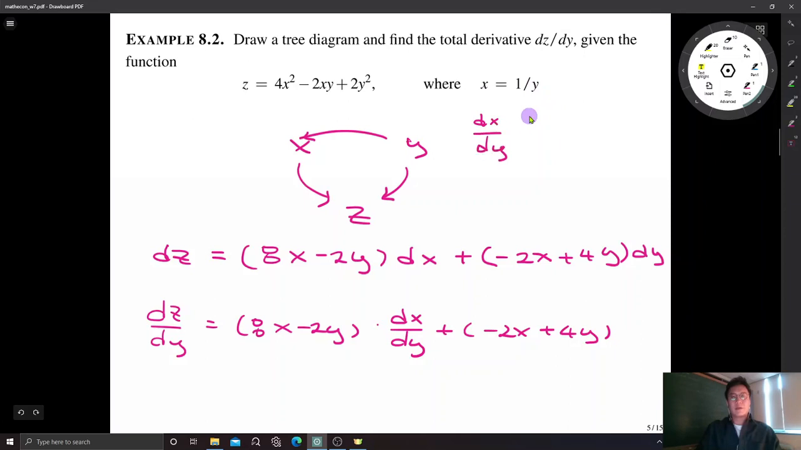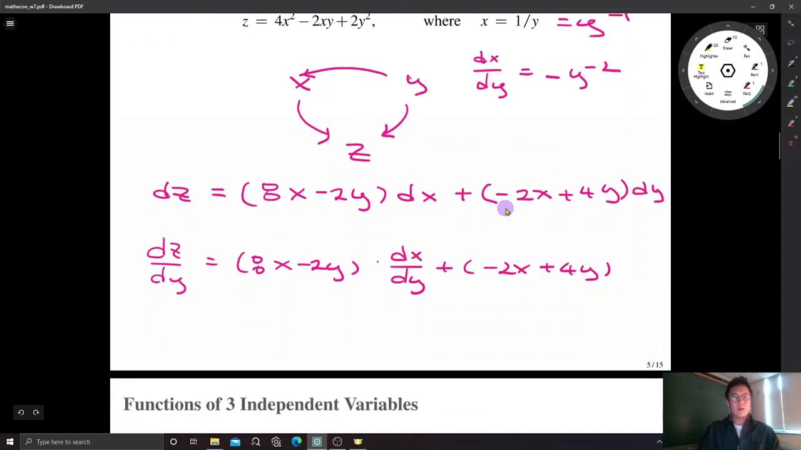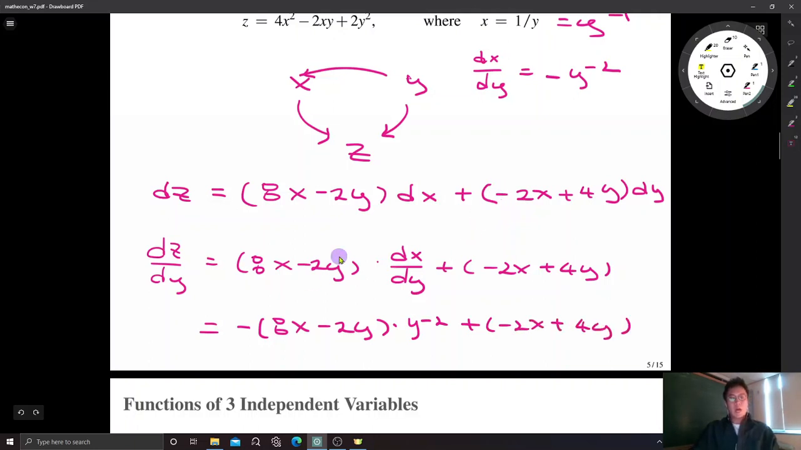And then dx over dy, because x is given by a function of y, so dx over dy is, this is y to the power negative 1, so negative y to the power negative 2. Okay, so I have 8x minus 2y times negative y to the power negative 2 plus 4y. So this might be one expression of the total derivative dz over dy.